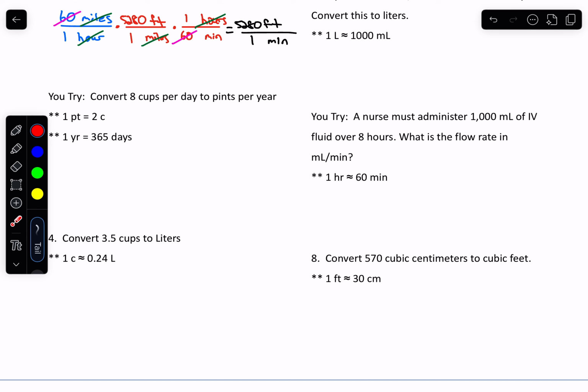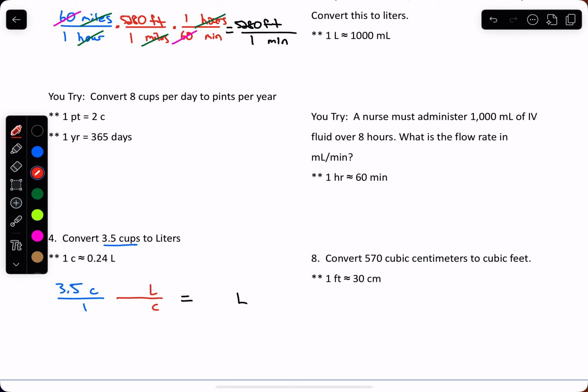It says convert 3.5 cups to liters. And we have here that 1 cup is approximately 0.24 liters. So we're going to write our starting units first. We have 3.5 cups, so 3.5 C, and I'll write this over 1 because we don't have a denominator. We want to end with liters, so I'll write L as my ending unit. So now in the middle, I need to do something that will cancel out C. So I'm going to put C in the denominator of my unit fraction. And I need to end with liters, so I'll put L on top.